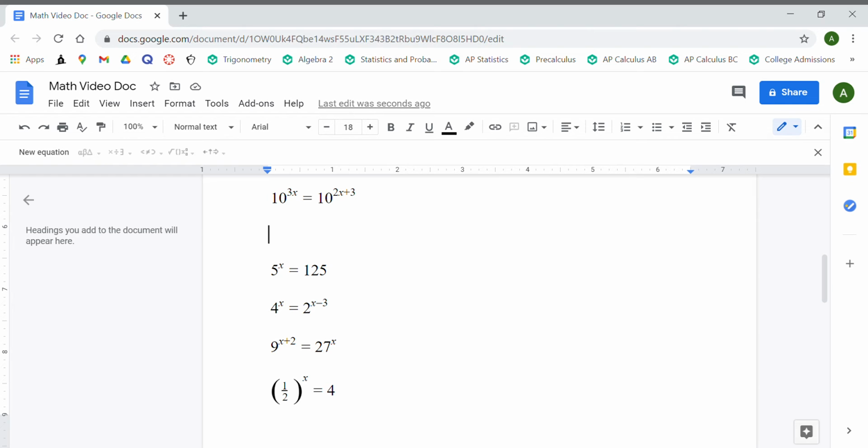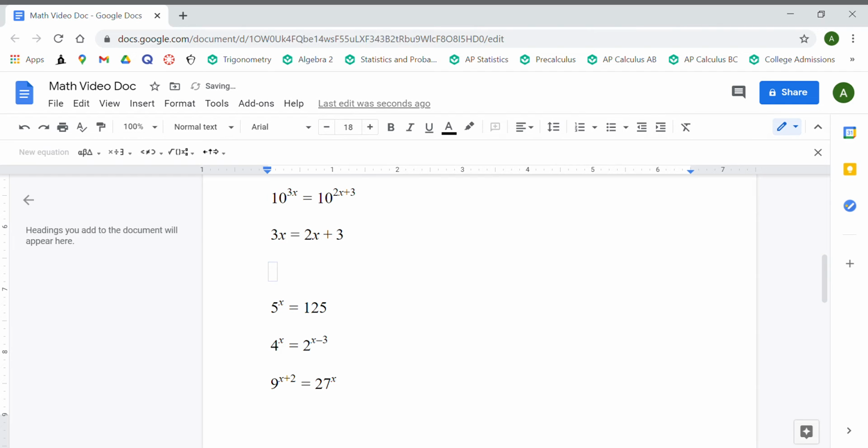Okay, so the bases are set equal to each other, so now we just need to look at the exponents. We take the exponents and set them equal to each other. We have variables on both sides, guys, so we need to get them all on one side, remember? What we've got to do is subtract 2x on both sides. And then you get x equal to 3. Simple.